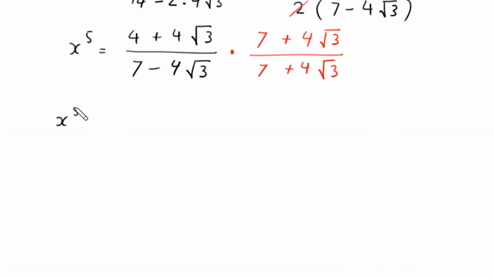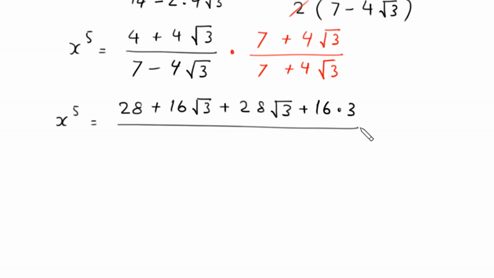Next, x to the power 5 is equal to 4 times 7, 28, and 4 times 4 root 3, 16 root 3, plus 4 root 3 times 7, 28 root 3, plus 4 root 3 times 4 root 3 will become 16 times 3, divided by 7 minus 4 root 3 times 7 plus 4 root 3, which will become 7 squared minus (4 times root 3) squared.